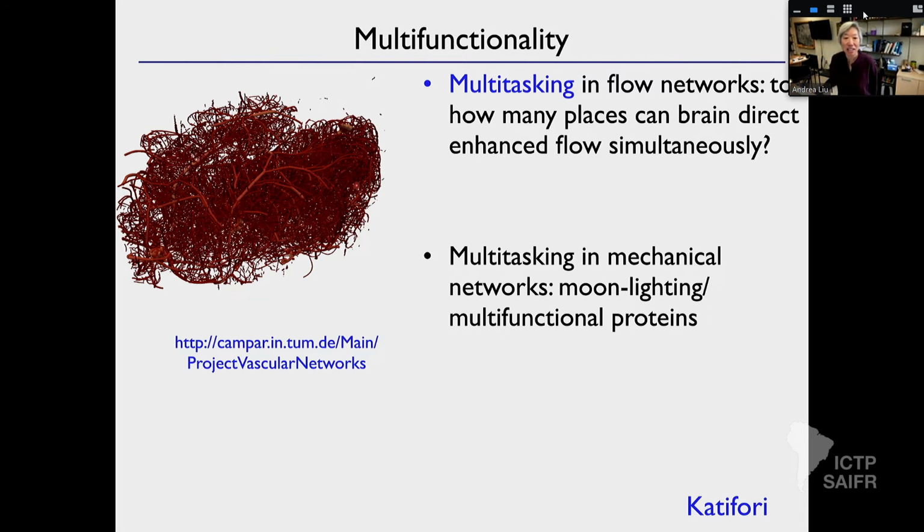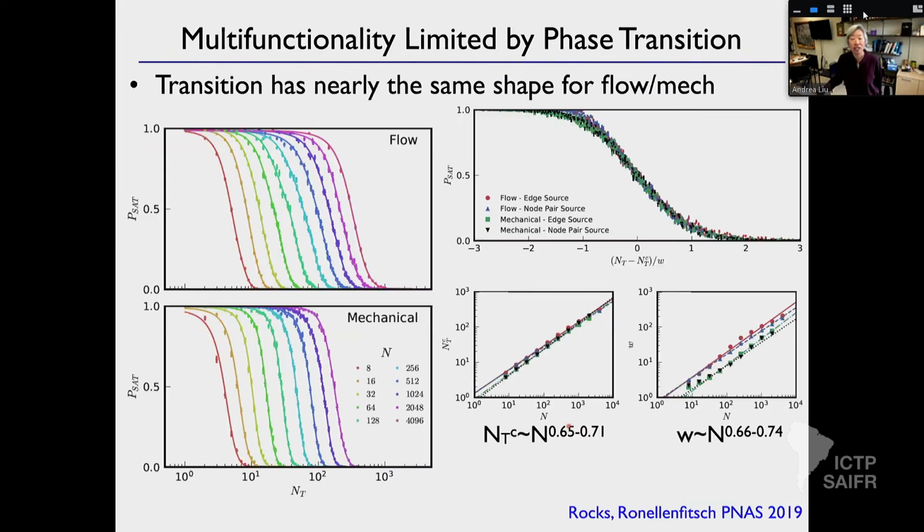Of course, we're all interested in multitasking, right? We want to know how many different things I can do at the same time. How many places can my brain direct extra oxygen at the same time? In mechanical networks and proteins, this is actually interesting too. Proteins that have more than one allosteric site are often called moonlighting or multifunctional proteins, and they exist. You can have proteins with 2 or 3 allosteric sites, different sources.